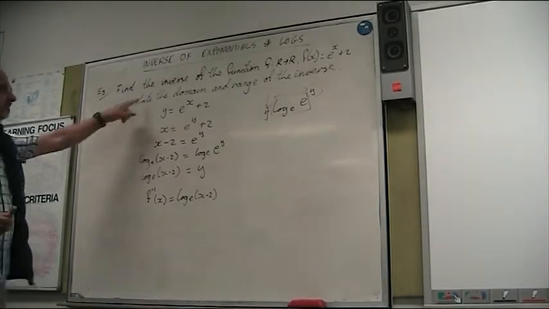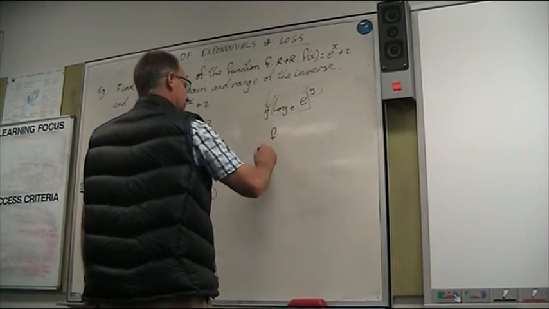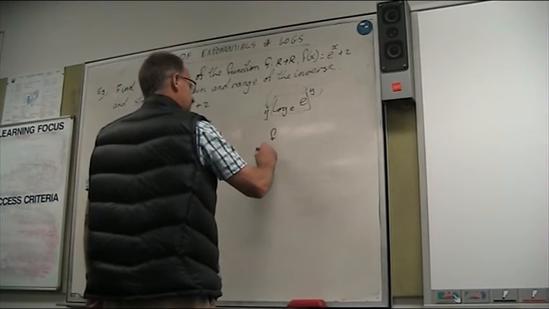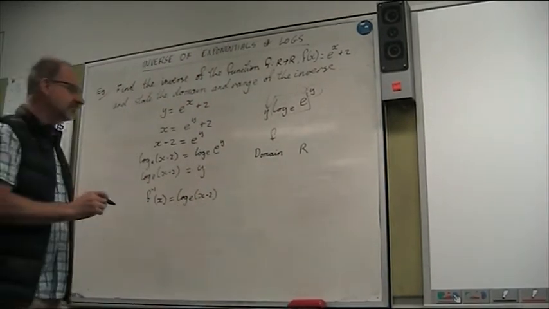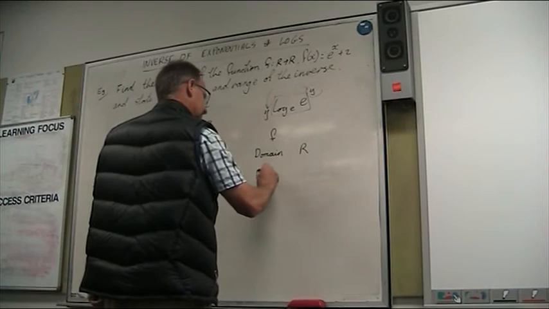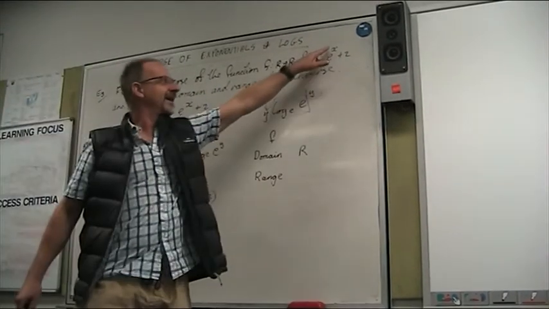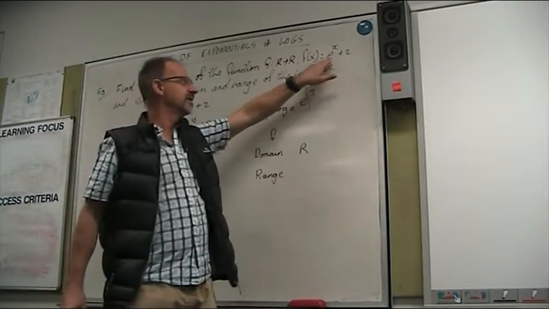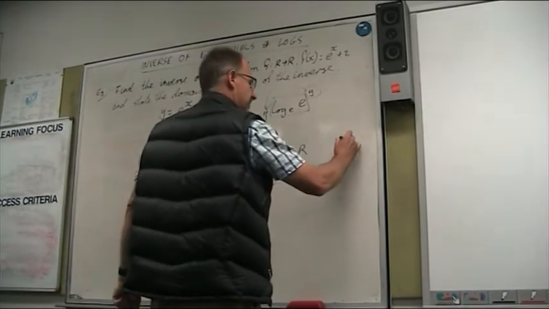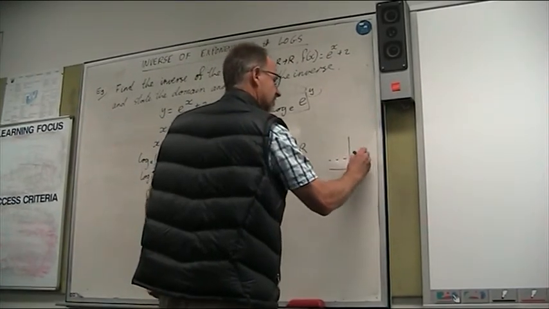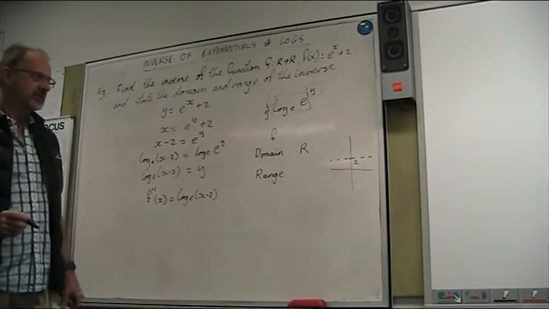Alright, the second part was the domain and the range. If I just look at f, for example, our domain is R, the real numbers. The range, however, is what? So f is e to the x plus 2. What can you tell me about that? That's a translation, up 2. So we've got our asymptote there at 2 for e to the x plus 2.